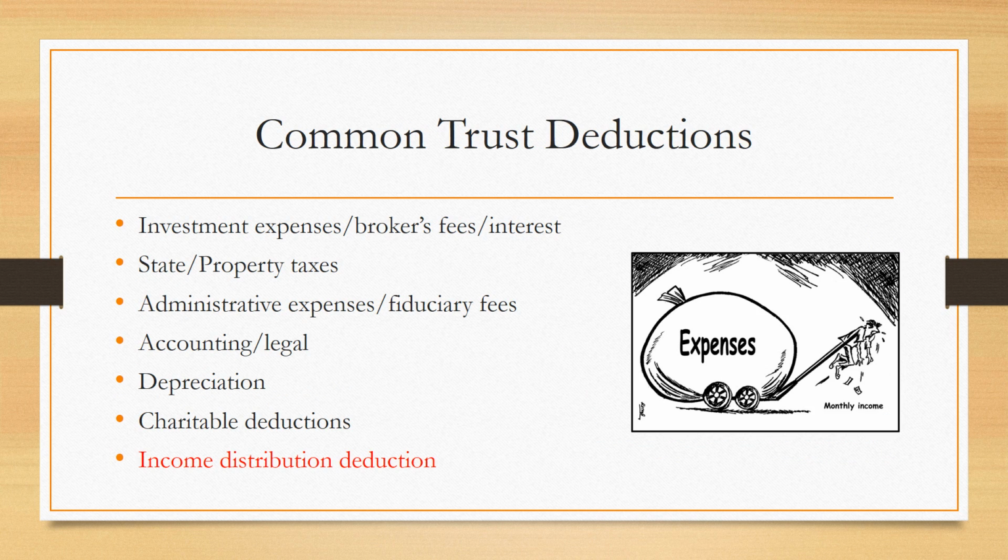Listed on the screen are some common trust deductions, the most important of which is the income distribution deduction, which allows fiduciaries to deduct from the taxable income of the trust any money that is distributed to the beneficiaries, so that the trust only pays taxes on money that is withheld within the trust.